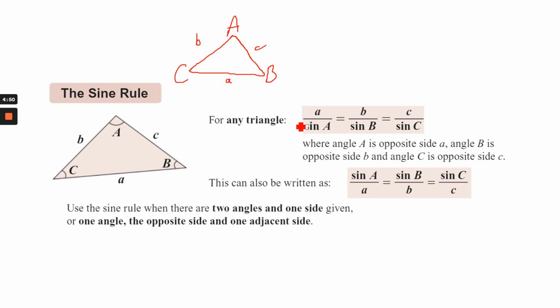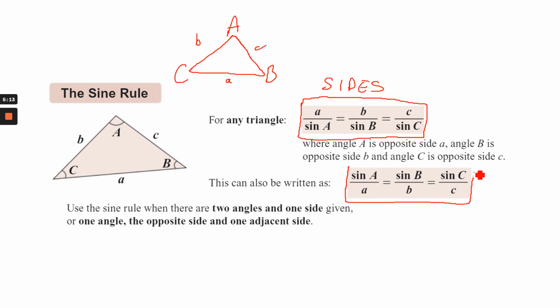Now, if we're trying to work out a side, because the sides are the lowercase letters, we put the letters on the top. So can you copy this into your book and make sure that you're using that formula for the sides? If you're trying to work out a missing angle, you need the capital letter on the top. So you need to use the formula, which has basically just been flipped upside down. It's exactly the same thing. A over sine A just becomes sine A over A.